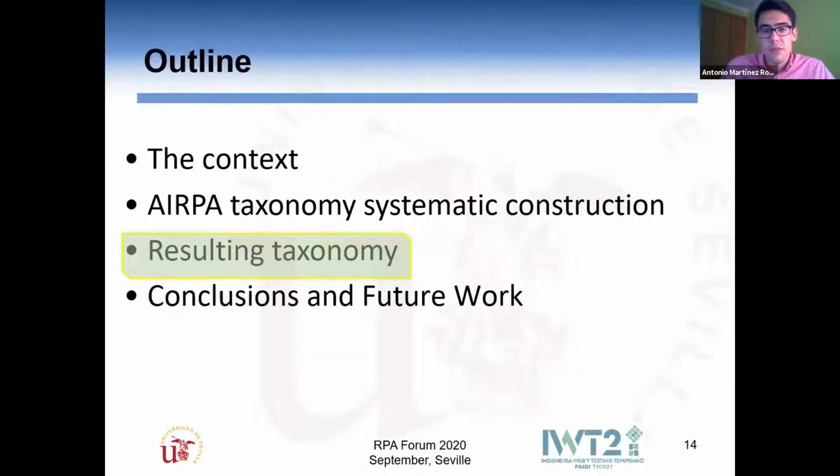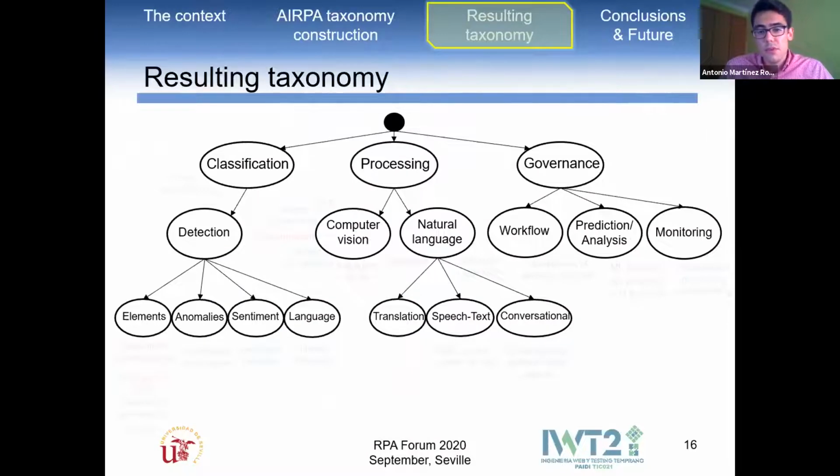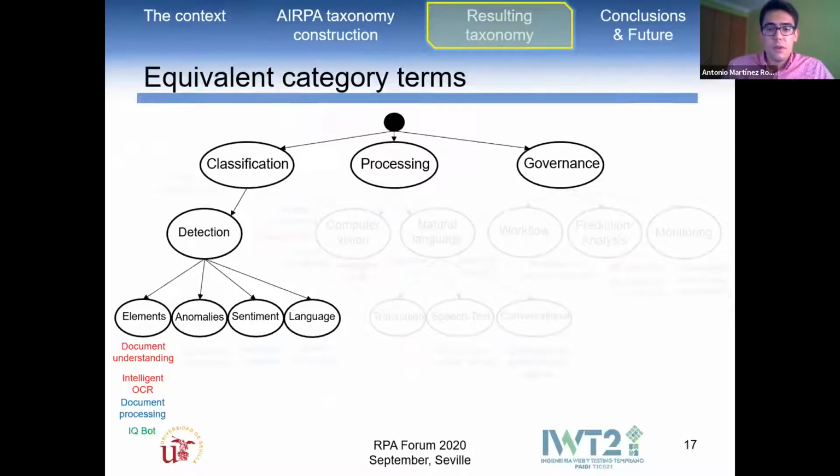As an application of this method, we obtain a first version of the taxonomy that can be increased. This is the taxonomy that has been obtained as a result of the study of the main RPA platforms and the knowledge from ServInform and our research group. We can see that for each node, as defined above, it has its associated equivalent terms. For example, in the case of data extraction, we see how it is considered equivalent to Intelligent OCR and Document Understanding from UiPath, Document Processing from Blue Prism, and IQ Bot from Automation Anywhere.